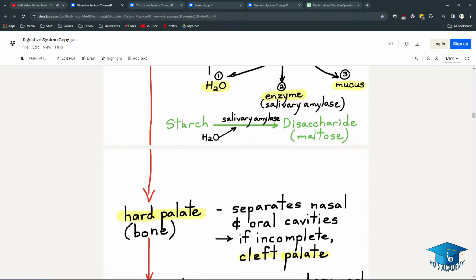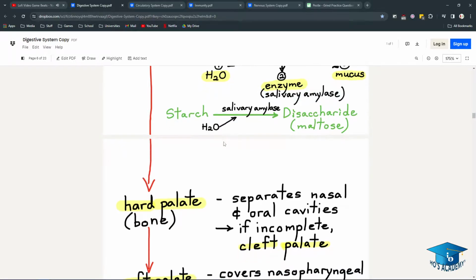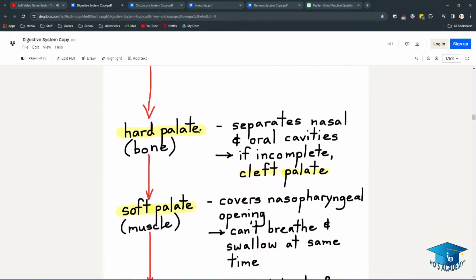Salivary amylase breaks starch down into disaccharides, maltose. So specifically starch into maltose. And this is alongside water. But notice that it won't break down everything. It makes sense, right? If you start chewing some rice, it's not going to get all broken down in your mouth. It's still going to have leftover starch to break down in the stomach.